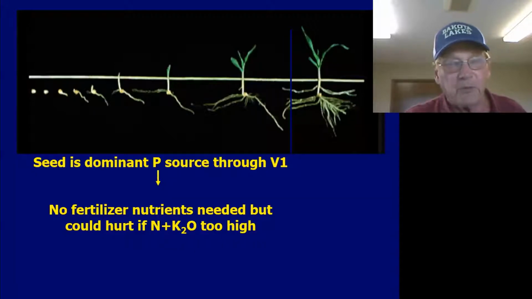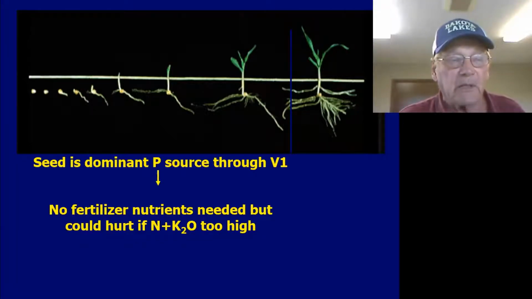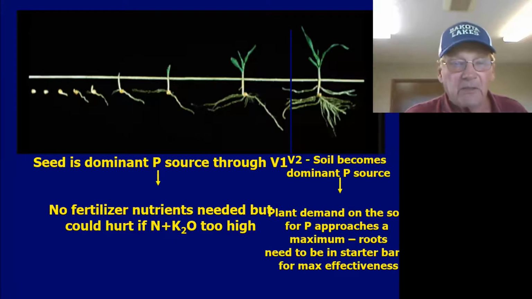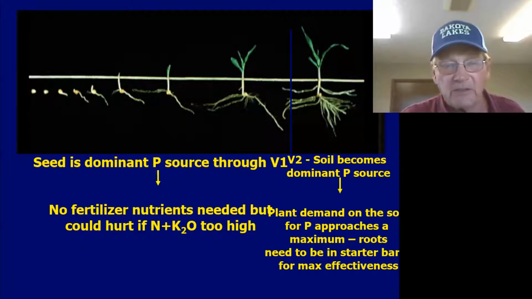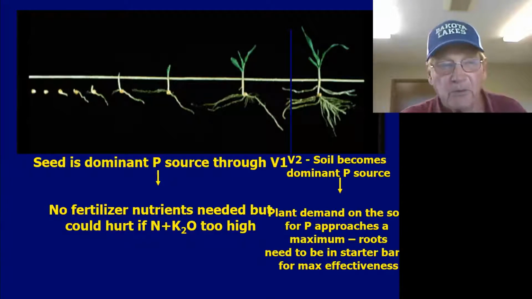We concentrated and looked at what happens with the corn plant. This is a corn plant that's coming up. Seed is a dominant source of P up until V1, so you don't necessarily need much there until you get to V2, when that plant perceives light and starts to grow its roots, but most of those develop above the seed. A lot of people who grow corn haven't really thought about where the roots are.